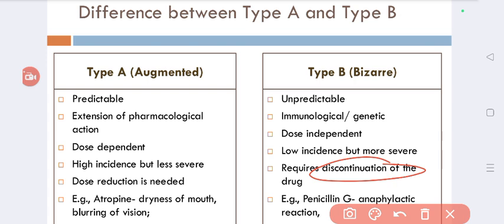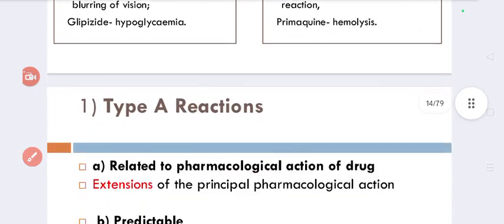For example, in type A, atropine causes dryness of mouth, blurring of vision, constipation, diarrhea. If you reduce the dose, these side effects will be less because they are dose dependent. In type B, for example, penicillin G causes anaphylactic reaction, which is life threatening and highly unpredictable. We have to stop the drug immediately.